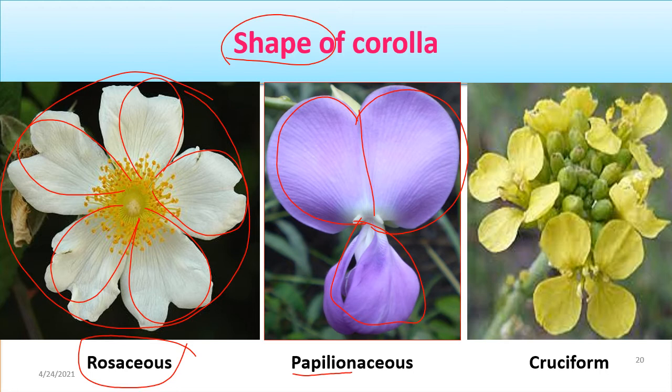And another type is there: this is one petal, this is another petal, this is one petal, and this is another petal. They are exactly opposite to each other in a crosswise manner, and that is called the cruciform type of corolla.